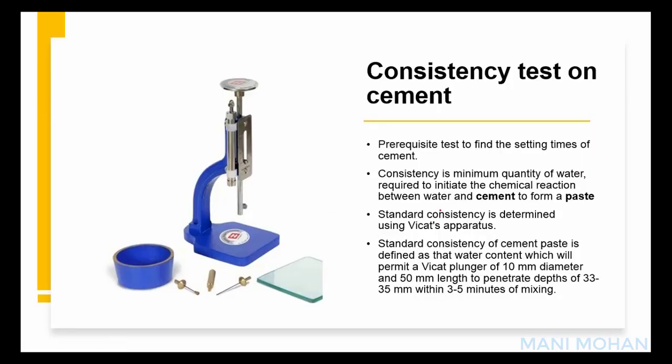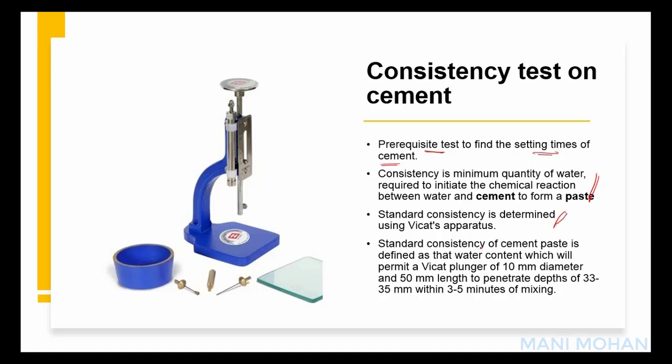Consistency test. Now this is a prerequisite test to find the setting time of cement. Now what is consistency? Consistency is minimum quantity of water required to initiate the chemical reaction between water and cement to form a paste. Standard consistency is determined using Vicat's apparatus.